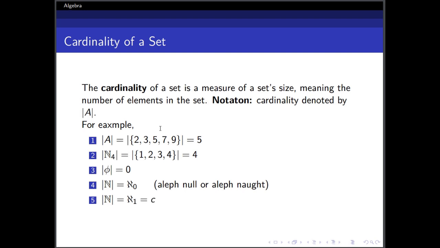Similarly, cardinality of real numbers or cardinality of complex numbers, they are uncountable sets, so the cardinality of such uncountable sets is denoted by aleph 1 or sometimes C.